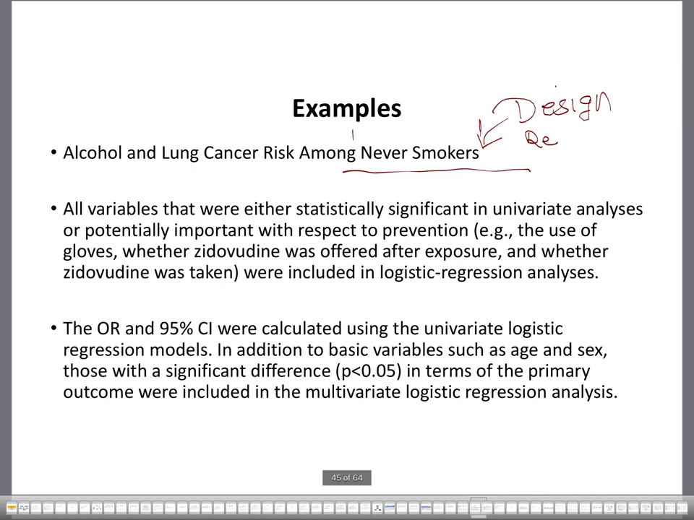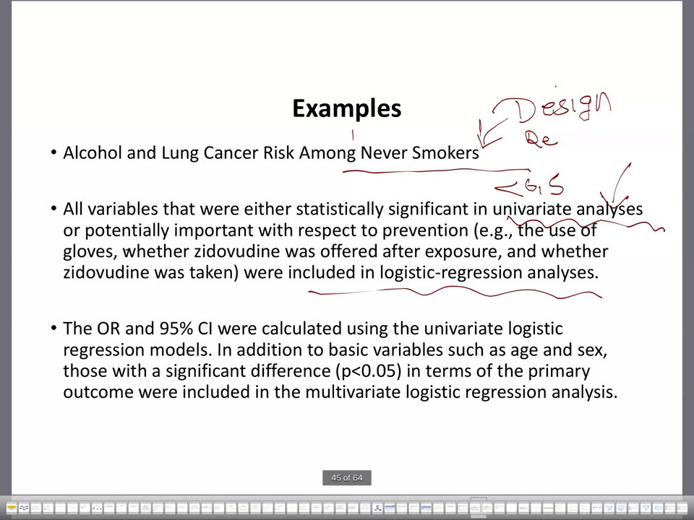Now, when you are reading articles, you will see some sentences like this, which are all ways in which the investigators have tried to handle confounding. So I'll just read them out. All variables that were statistically significant in univariate analysis were included in logistic regression. So this is what Dr. Abhishek mentioned. So all those who had a p-value less than 0.05 in the univariate analysis, I am going to take them up in my multiple variable regression model.